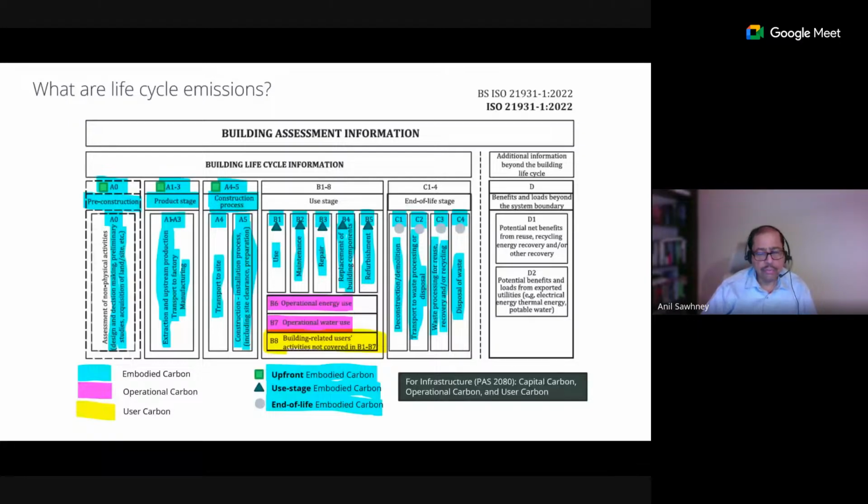These are called information modules, and that's what it means when we have been saying since morning life cycle emissions. Life cycles broken into 4 modules, A, B, C, D, further broken down into sub-modules and different types of carbon associated with various life cycle stages. Information modules is called embodied, operational, and user carbon. Within embodied, you have upfront, use stage, and end of life.